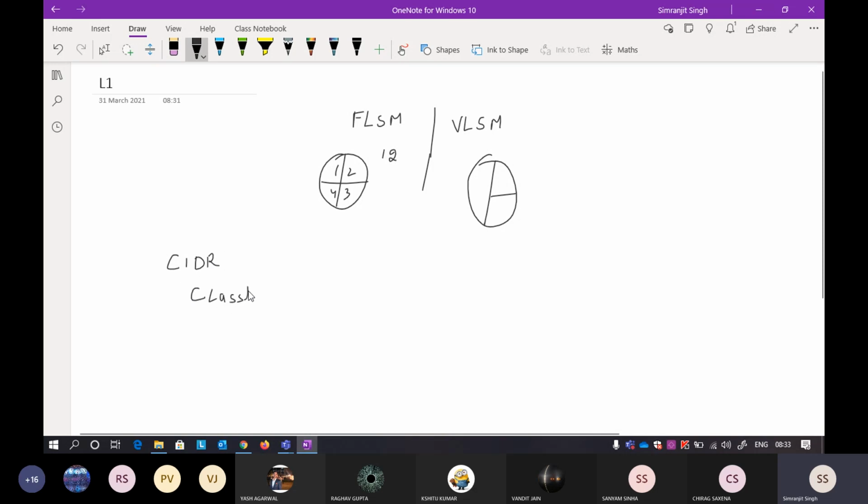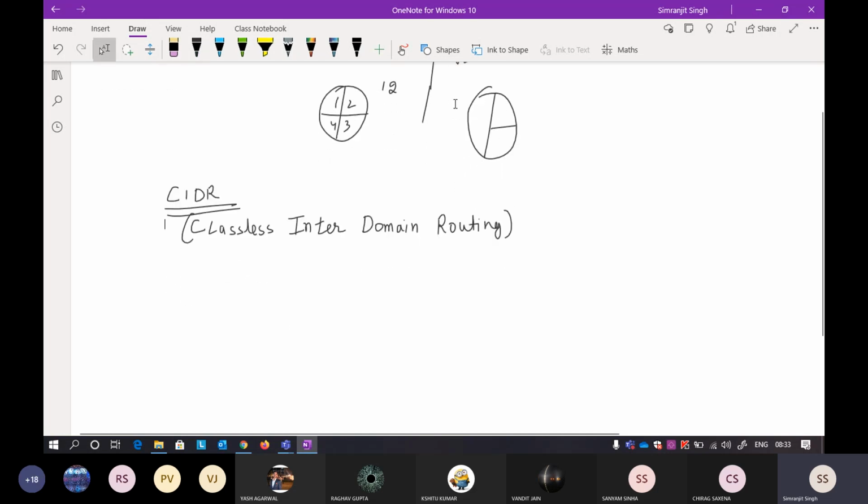Now what we have seen till now is everything is tied to a class A, class B, class C, or class D. But in this particular scheme, we do not need any kind of class. The problem with the previous schemes is that there are limited IP addresses. Suppose I am in a class C address, and in this class C, I only have the last 4 bits reserved as host ID.